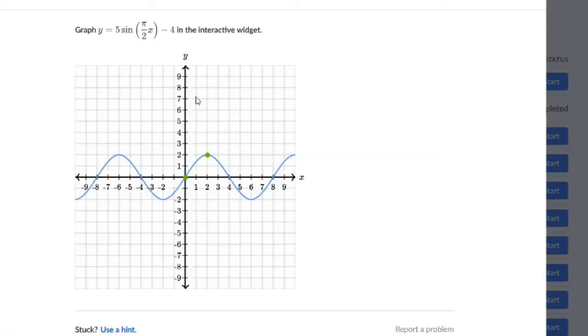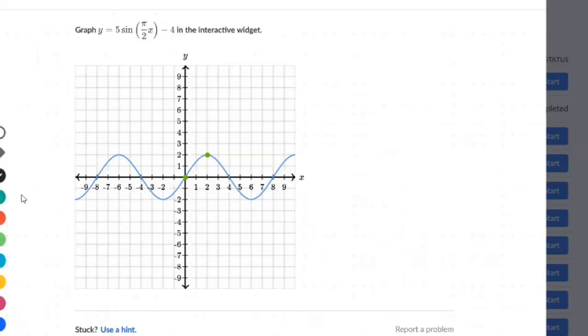So in this problem, they have graph y equals 5 sine of pi over 2. This right here is not our period. That's the coefficient that helps us find the period. And then this right here is our amplitude, and this is our vertical shift. There is no phase shift in this one.